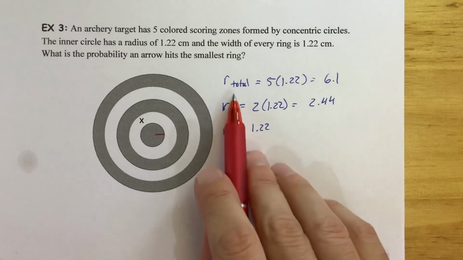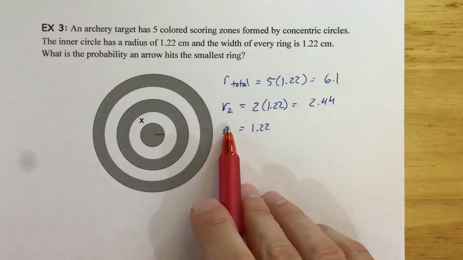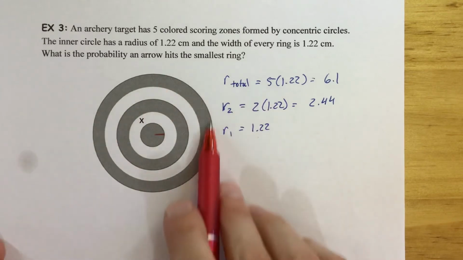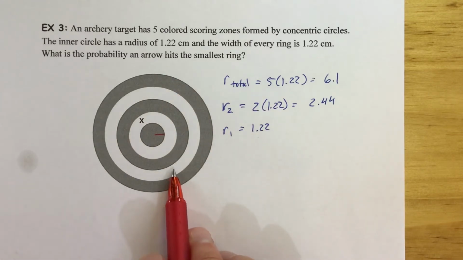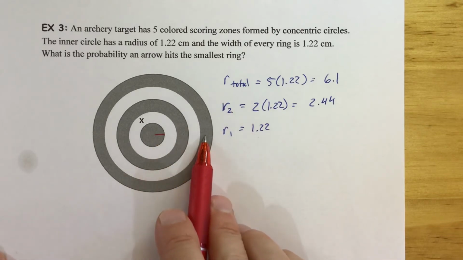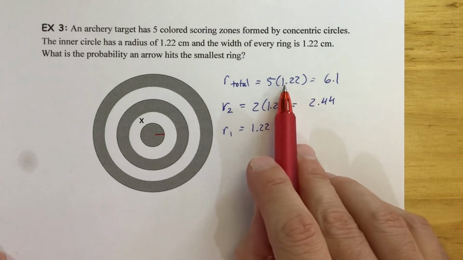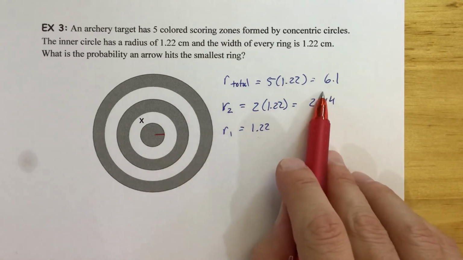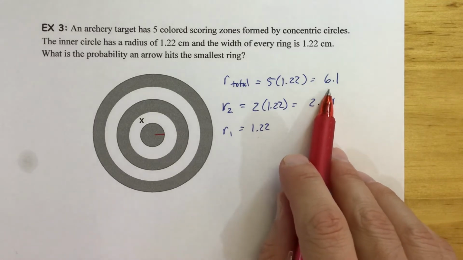So these are all radius, and I just put little subscripts to refer to different areas that are here. So the radius of the total thing, the biggest one, and we talked about needing to find the total area anyway as a denominator. So the radius of the total thing is going to be 1, 2, 3, 4, 5 multiplied by 1.22. Right? And you add them all up, it's just 5 times that. So the radius of the largest circle is 6.1.